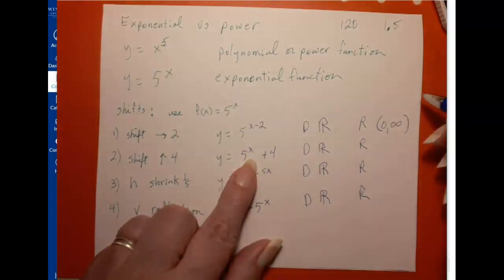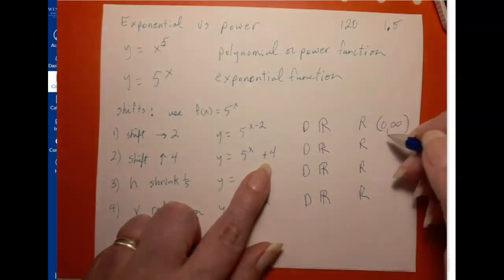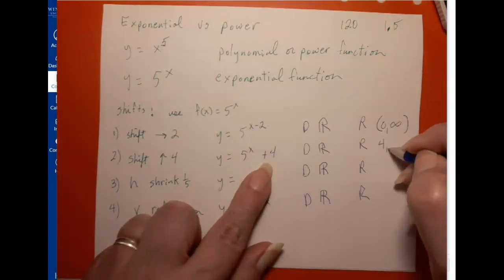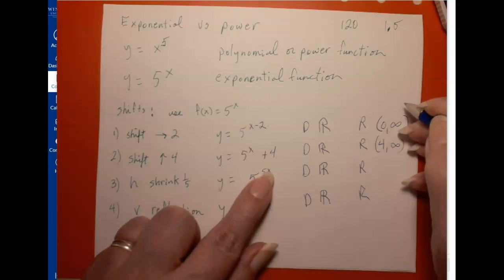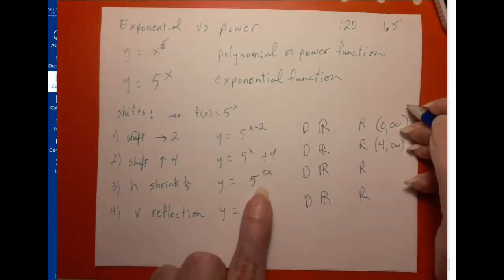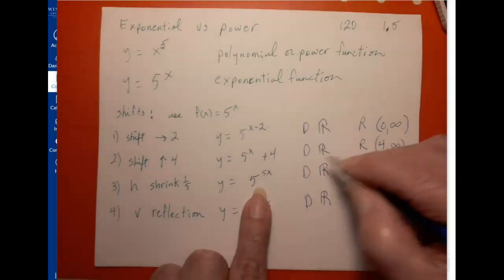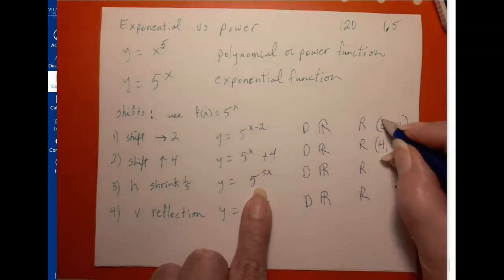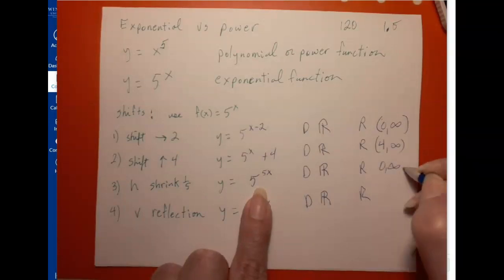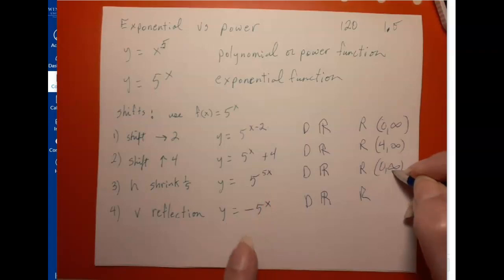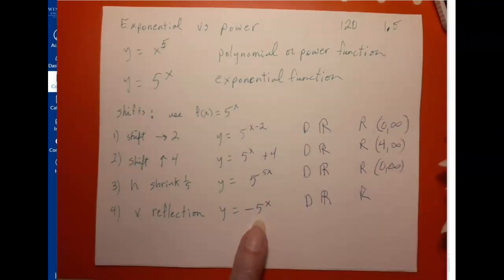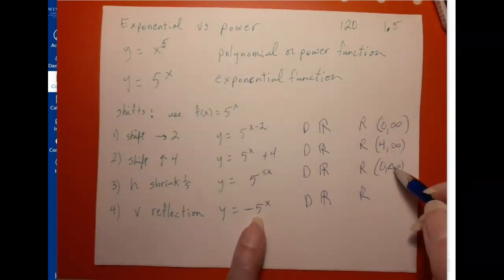This one shifts up 4, so it's going to start at 4, but it doesn't include 4. So it'll be 4 to infinity. This one is just a horizontal shrink, so that doesn't change the range from the original graph. So that's just 0 to infinity. Not on this graph anyway. We saw some online in 1.4 where it did change, because the domain was very small and shifting or shrinking it would make a change in the domain.